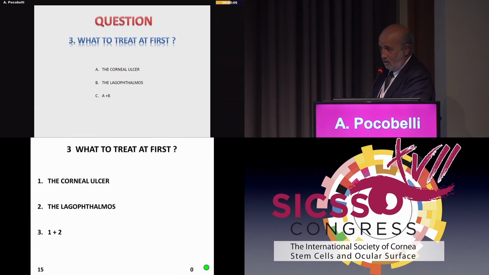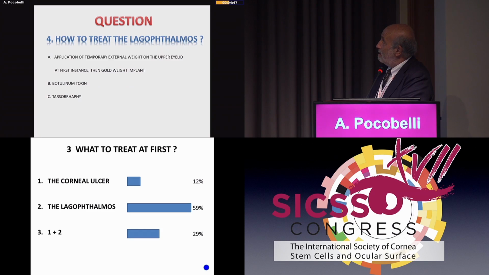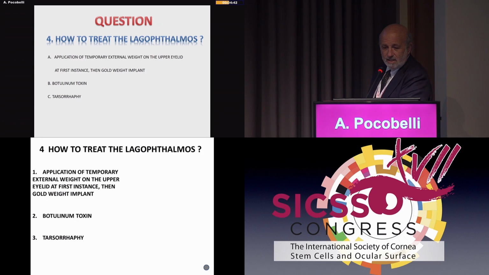So what to treat first? So what should the approach be? Rika gave us in her overview a very clear picture and outline of what should be done in such cases. Apart from the classical medical treatment, the answer is we should treat lagophthalmos and obviously the corneal ulcer. Consider this patient has a single eye. This is the best eye because the other one doesn't see at all.